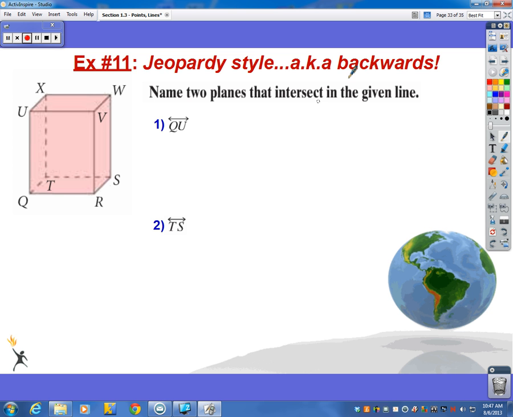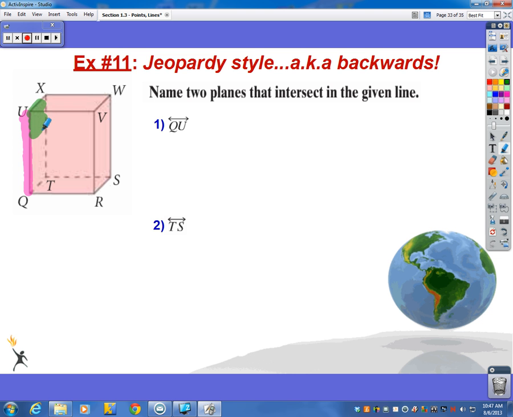Again, the backwards style here. I'm going to give you where the two planes come together. You've got to name me the two planes. So we'll do the first one together. I'll leave the second one for you to do. So QU is where they meet. Here is QU. So what two planes come together at QU?